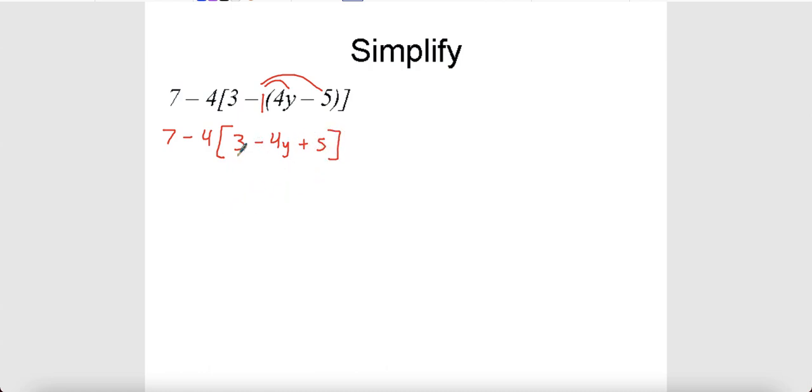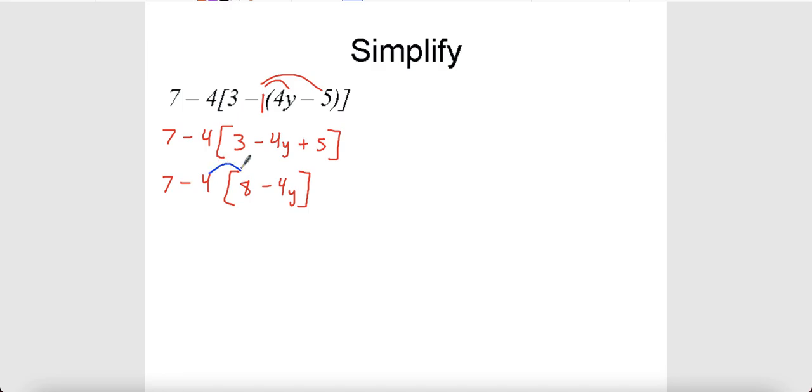I could combine like terms in here. Positive 3 and positive 5 make 8. So 8 minus 4y. I still have 7 minus 4 out here. Now, some of you might be thinking, the 7 minus 4, that's dying to become 3. But again, that doesn't follow the order of operations. We first must multiply this 4 into this 8 minus 4y prior to combining it with that subtraction there.